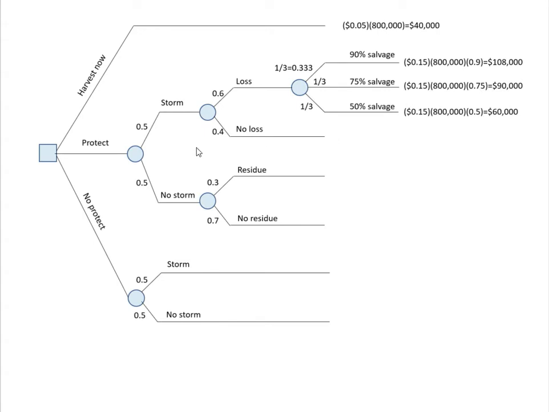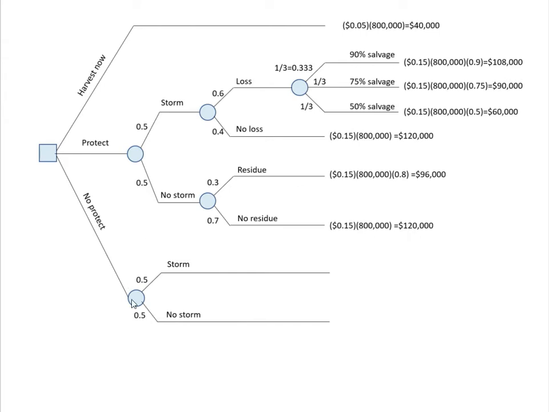Here, if he waits, storm hit, fortunately no loss, that means he can sell all of the crops at the full profit margin, so this profit. If there's no storm, but there's residue problem, the case says that he will lose some crops. So actually he will keep only 80% of the crops in this case, so this is a profit. If there's no residue problem, then that's great. He sells all of the crops.